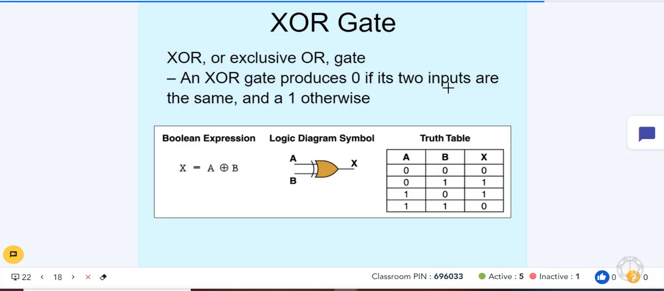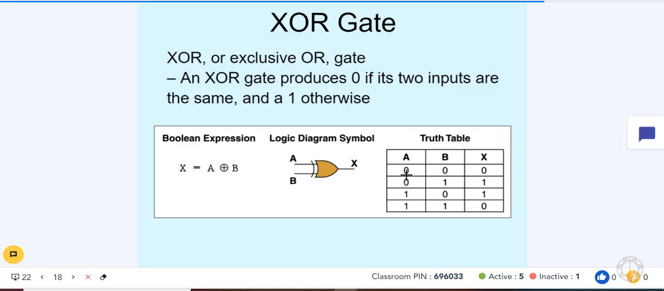To understand this, let's focus on the truth table. If both inputs are the same, the output is 0, if both signals are low, or if both signals are high. That means 0 0 or 1 1, then the output will be 0. If one input is different from the other input, then the output will be high, that is 1.